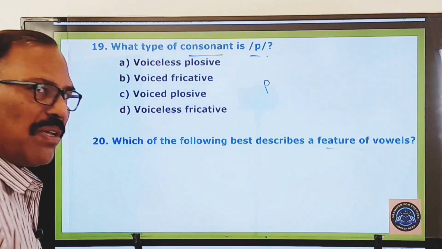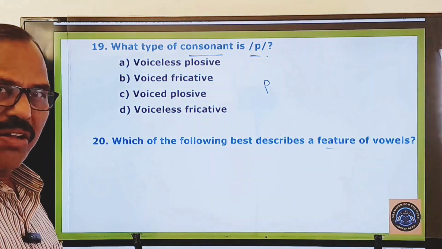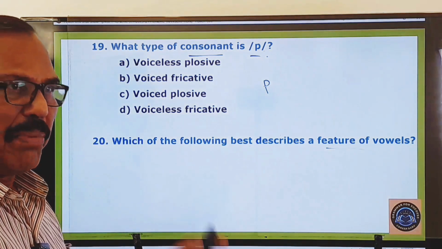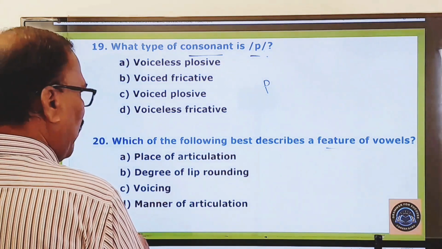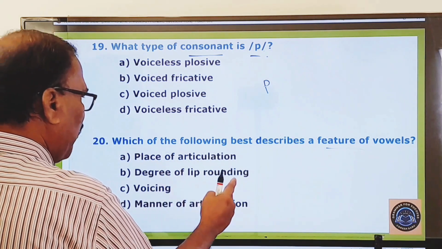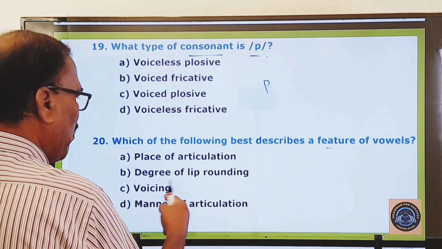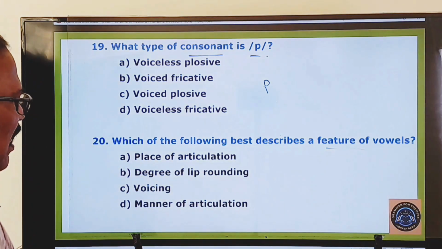So vowels have some features, and consonantal sounds also have some features. Please keep these features in mind. And what is the feature of a vowel? Place of articulation, degree of lip rounding, voicing, manner of articulation. So that is there, right?